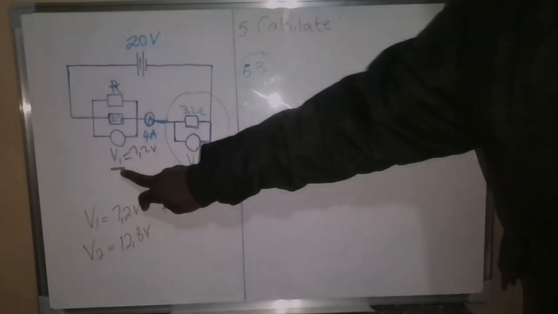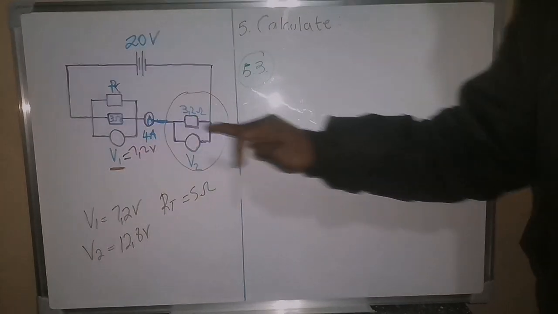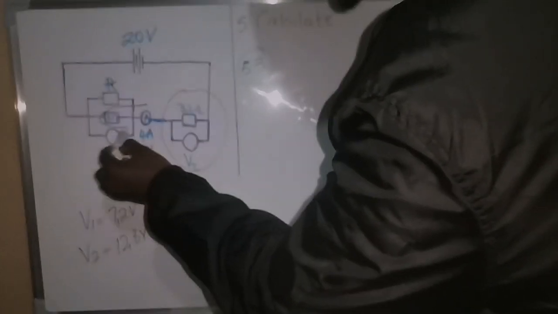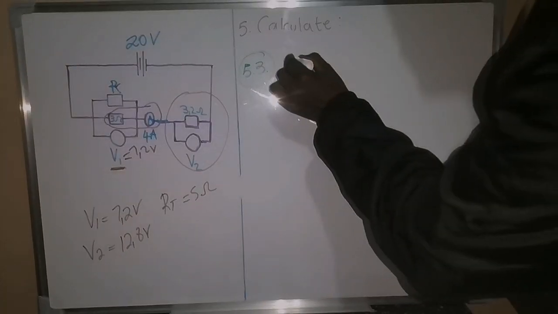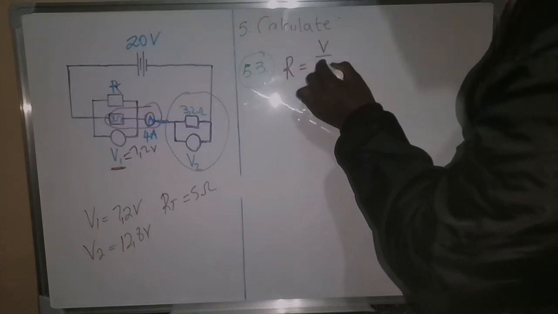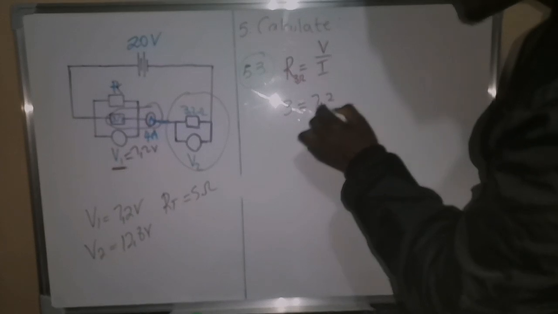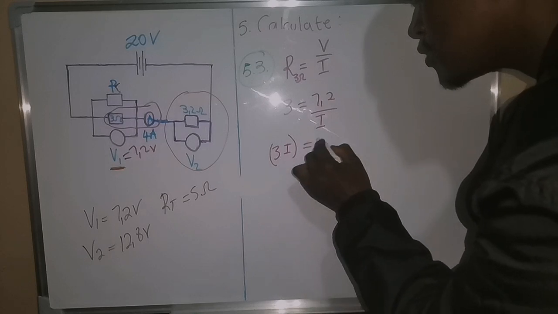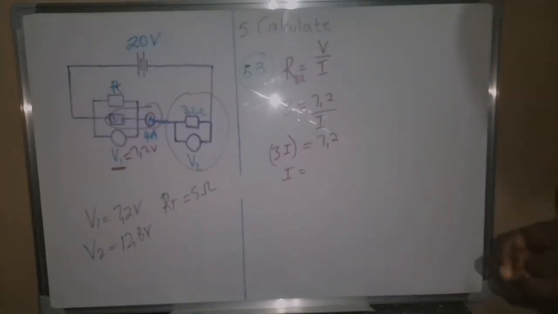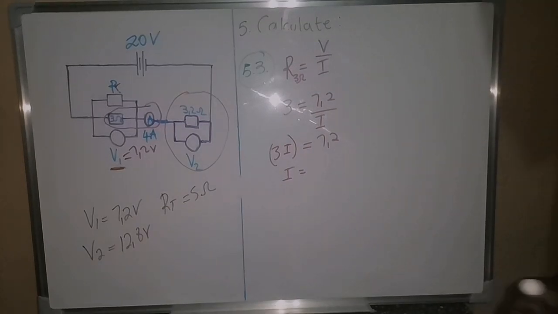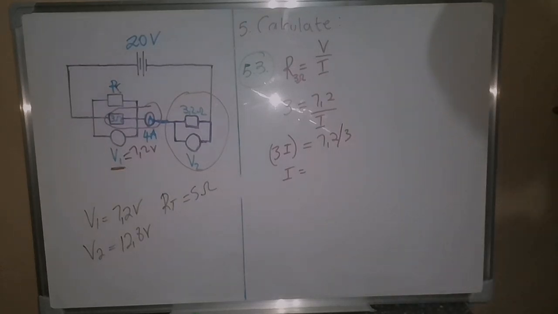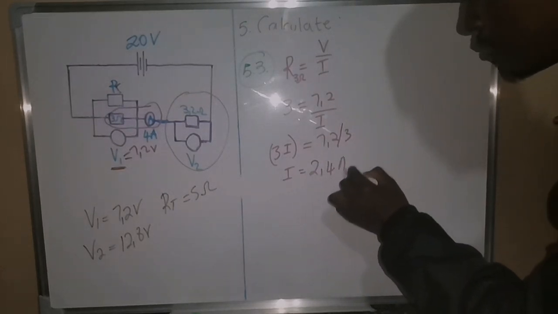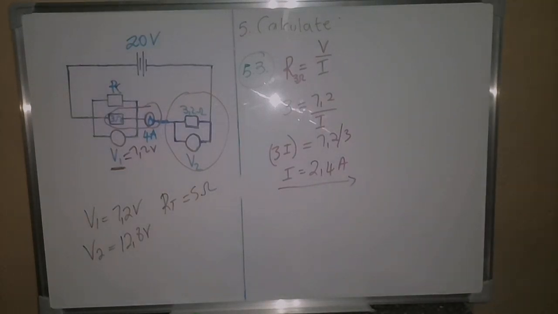Now, let us cover this. V is 7.2, and the total current is 3 amperes. We can find the current on the 3 ohm resistor. R is equal to V over I, so 3 is equal to 7.2 over I, where I is the current through the 3 ohm resistor. So 3 times I is equal to 7.2. Therefore, I is 7.2 divided by 3, which gives 2.4 amperes. This is the current through the 3 ohm resistor.